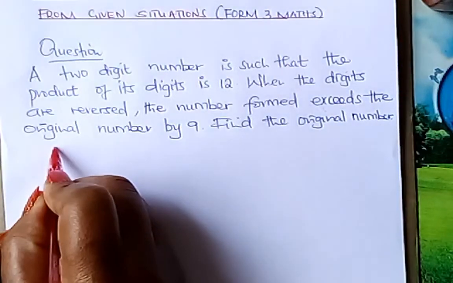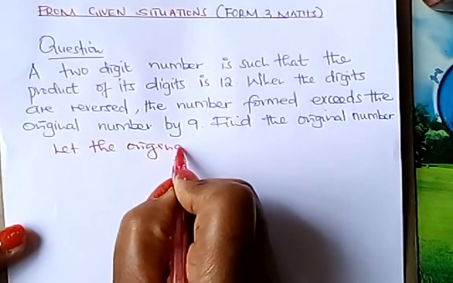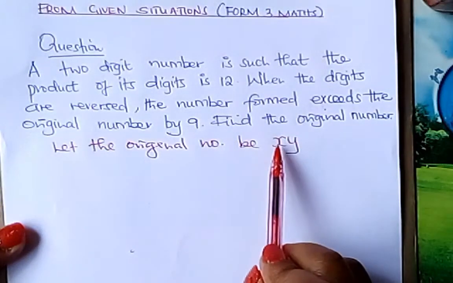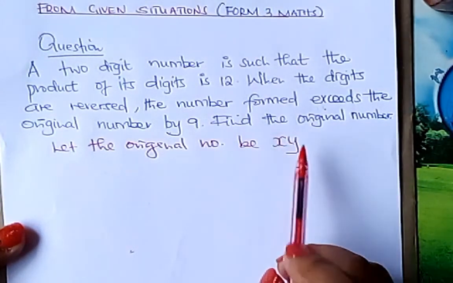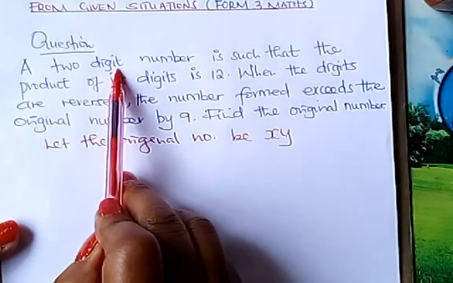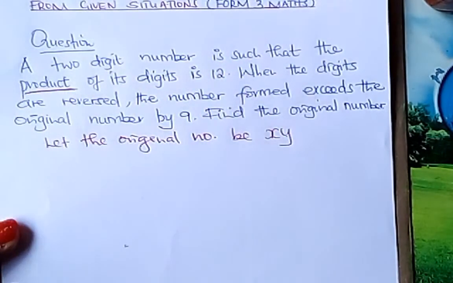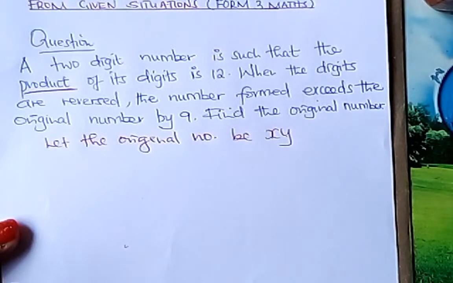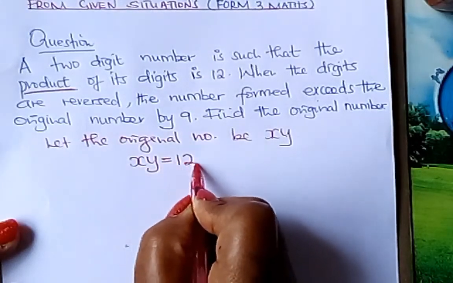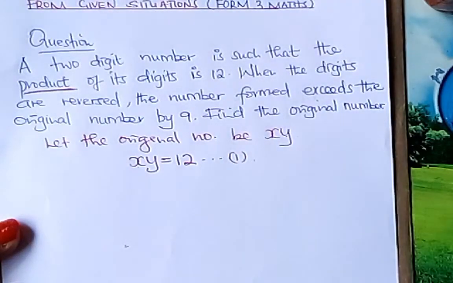So learner, you come and write, let the original number be xy. It is a two-digit number, x and y. We are told a two-digit number is such that the product, meaning multiplication, of its digits is 12. So it means that x times y is equal to 12. Let that be equation number 1.